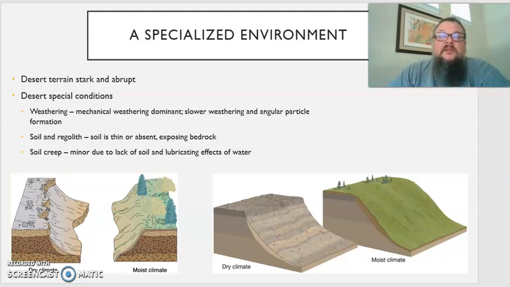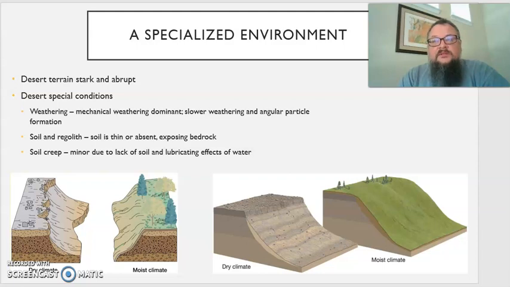There's very little soil creep in a place where there's very little soil, and also there's very little precipitation in most deserts. Remember that soil creep requires some moisture to function efficiently. Because there's very little precipitation in deserts, there also tends to be less chemical weathering. So the predominant type of weathering that we see is mechanical weathering.